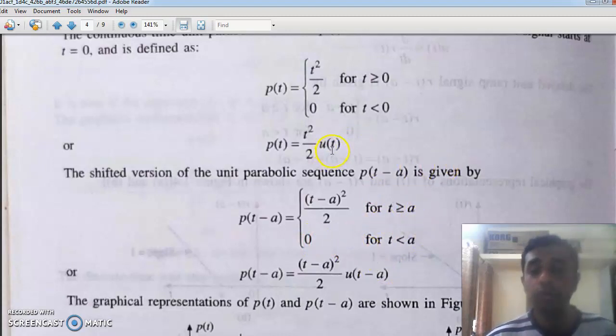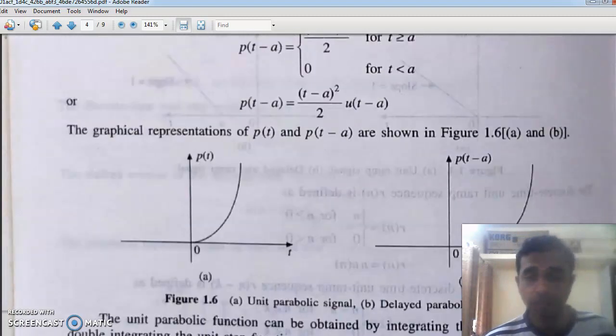Here it was u of t, here it is u of t minus a. So wherever t is there, you simply replace t by t minus a. So we can see the pictorial representation. This is my p of t, that is t square by 2, where it exists only to the right side of 0, that is t greater than or equal to 0.